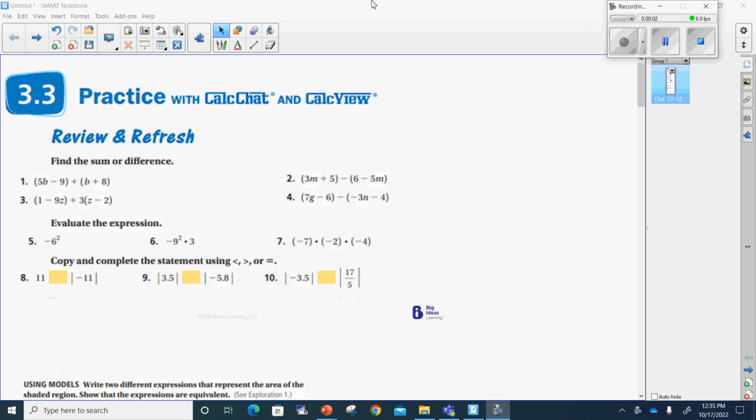Let's go ahead and knock out this homework. I got all the odd ones, so I'll start with number one. It says find the sum or difference. That means I'm going to go ahead and combine these.